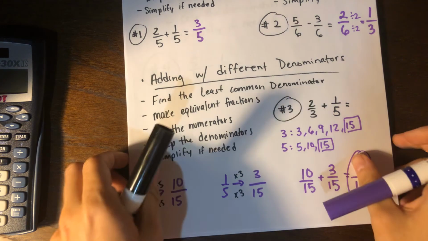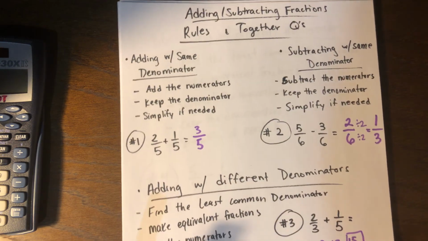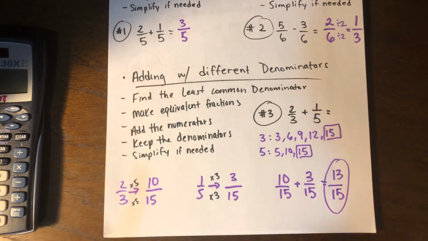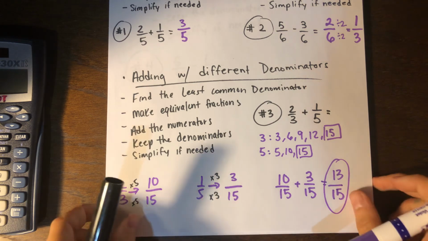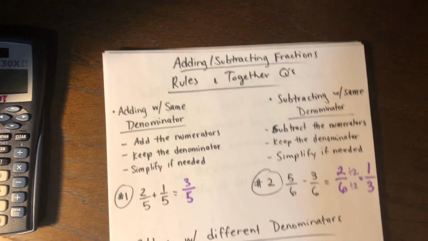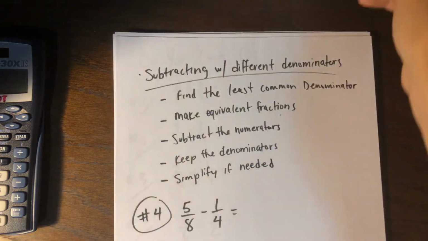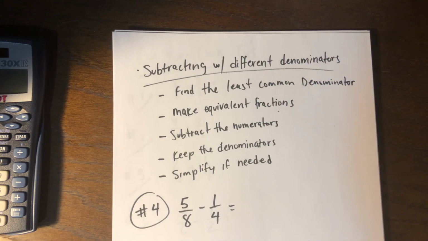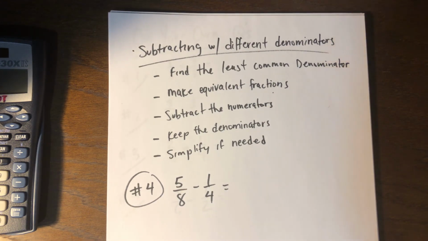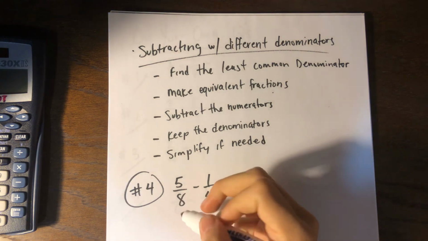Okay? We have one more question. So remember, feel free to pause. Okay, so you can copy these down. Okay, we're going on to the next one. When we're subtracting with different denominators. So it's the same rules as adding with different denominators. Okay, we got to find the least common denominator, make the fractions equivalent, subtract the numerator, keep the denominator, and simplify. So we take 8 and 4, our denominators.